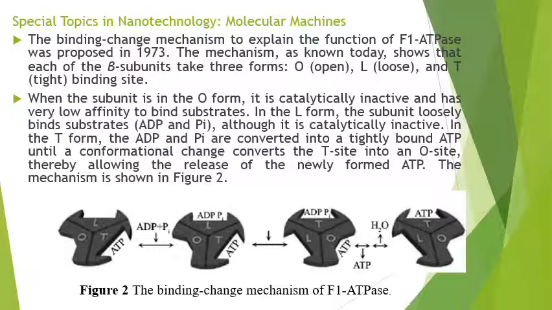Now in the tight form, the adenosine diphosphate and phosphate ion are converted into a tightly bound adenosine triphosphate until a conformational change converts the tight site into an open site, thereby allowing the release of the newly formed adenosine triphosphate. So the mechanism is shown below. So that is the binding change mechanism of adenosine triphosphate based molecular machine.